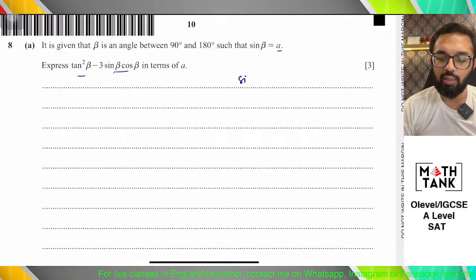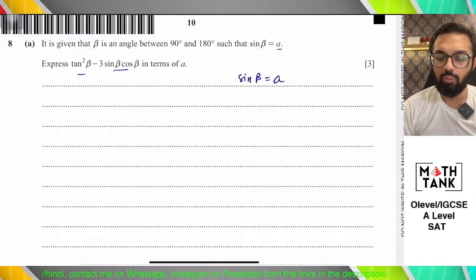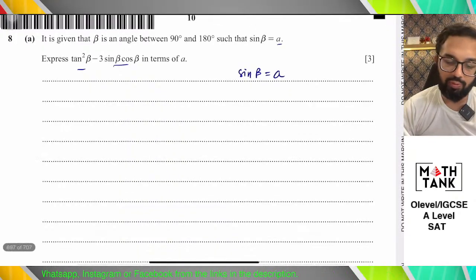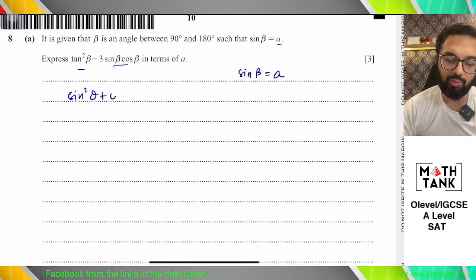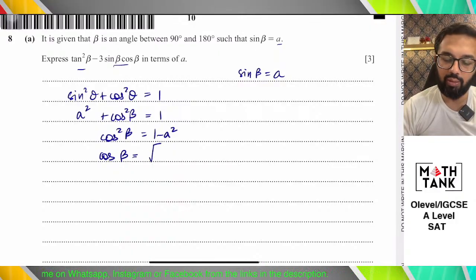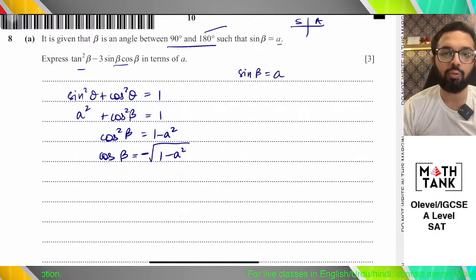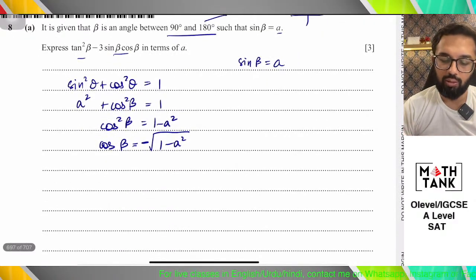How do I convert sine beta into a value for cos beta? What I can do is, I know this identity that always stands true, that's sine square theta plus cos square theta equals 1. So I can say that sine square beta is A square, plus cos square beta equals 1. Cos square beta will be 1 minus A square. Now, when I put a root, I need to decide whether it's positive or negative outside the root. In this case, I'm in the second quadrant. In the second quadrant, only sine is positive, so cos should be negative, so there should be a negative outside here. Okay, that's cos beta.